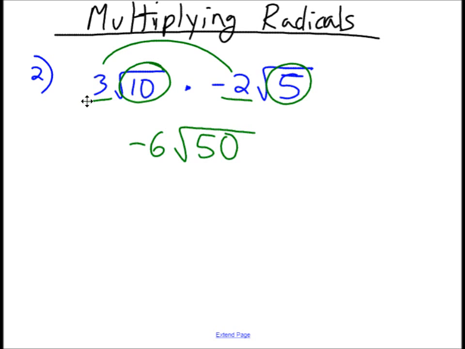Let me just pause for a second here. When you're multiplying radicals together, you can multiply the numbers on the outside, and my answer stays on the outside.